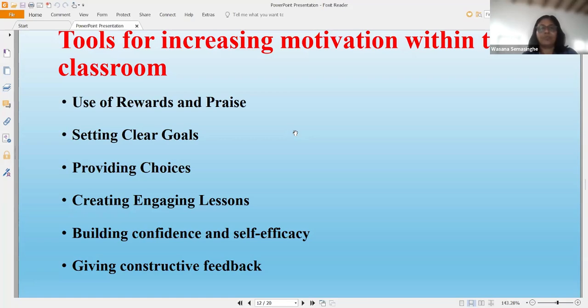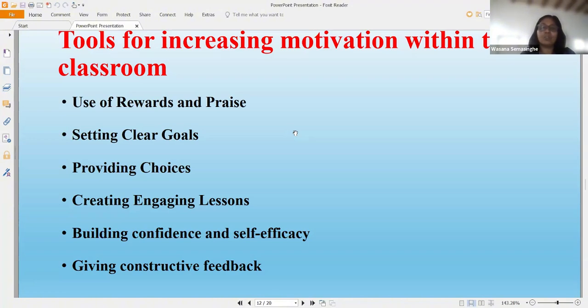The first one, use of rewards and praise. Students will be encouraged when their efforts are recognized. Rewards do not always have to be gifts. It's not only gifts, okay? A simple, well done, you did it, well done, or a certificate, or a sticker, or emoji, or public recognition can motivate your students, okay?